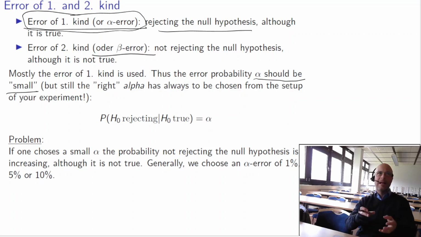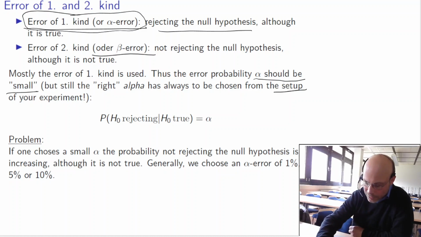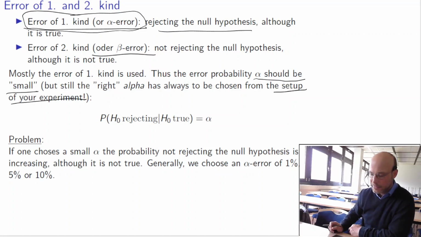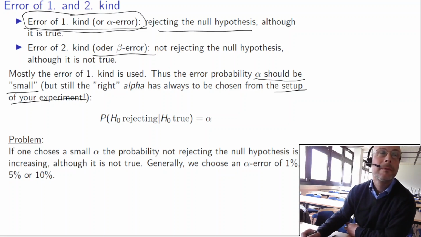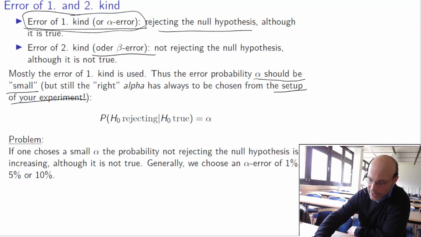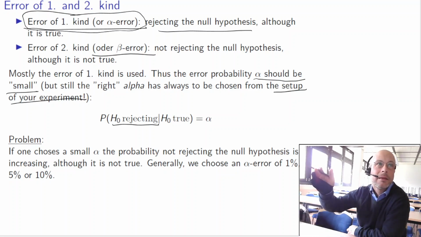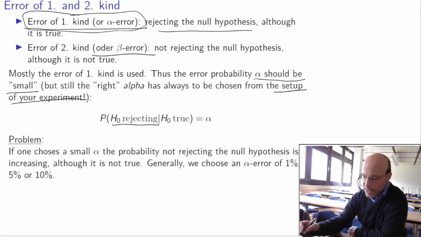And this right alpha level, of course, depends on the setup of your experiment. And what we then just calculate is a conditional probability. The probability not to reject our null hypothesis given that the null hypothesis is true equals our alpha error.